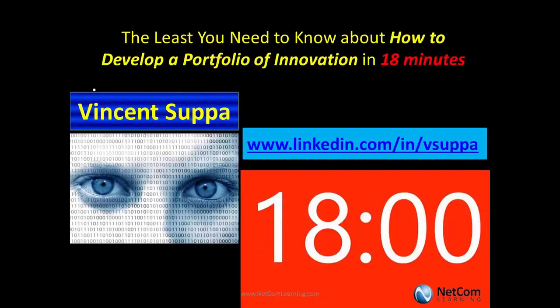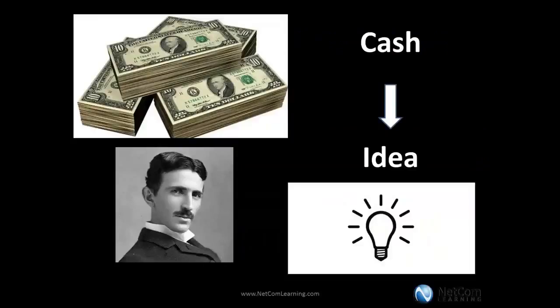The least you need to know about how to develop a portfolio of innovation in 18 minutes. So I want to talk about the difference between invention and innovation. Invention is when you take cash and you convert it into an idea. If you look at the inventor of alternating current, it cost a lot of money to invent alternating current, and yet at the time when Tesla invented this, there was nothing you can plug into it. So it was very expensive for him to invent this.